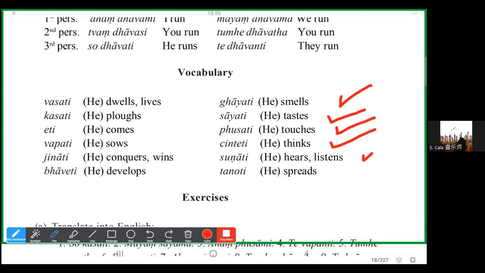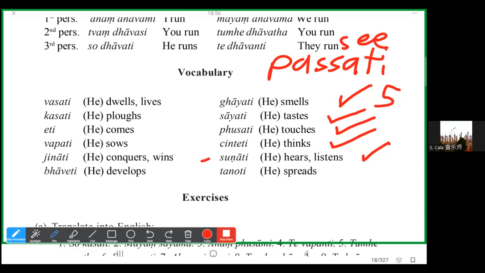Actually, how many doors do you have? 1, 2, 3, 4, 5. Our 6 sense organs, or 5 sense organs, normally we call it the 6 sense doors. So already how many? 1, 2, 3, 4, 5. Which one is not here? The eye. Oh yeah, there's another one. Pasati. Pasati is see. So you have the see, the hear, the smell, the taste, the touch, and the think. So basically we have the 6 senses in our body, already mentioned here.